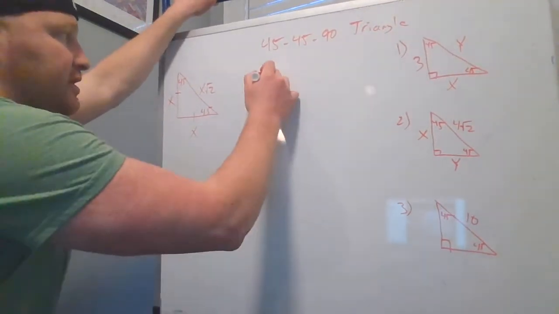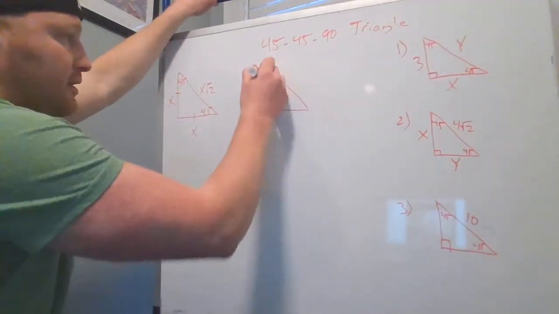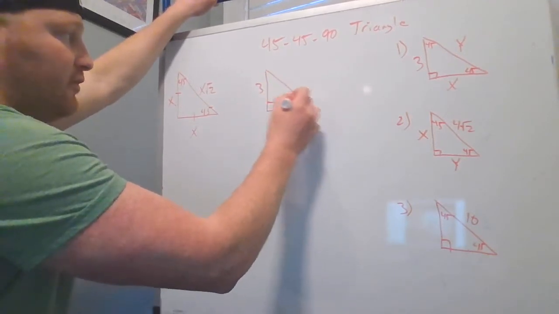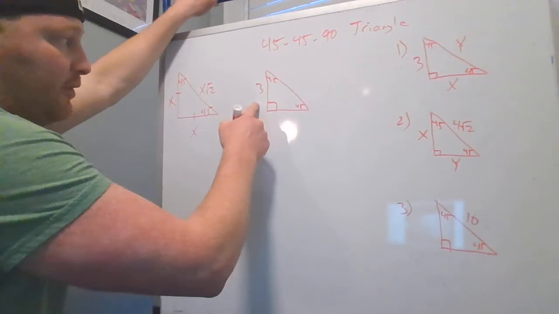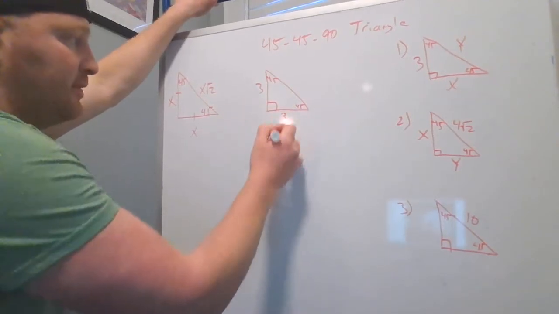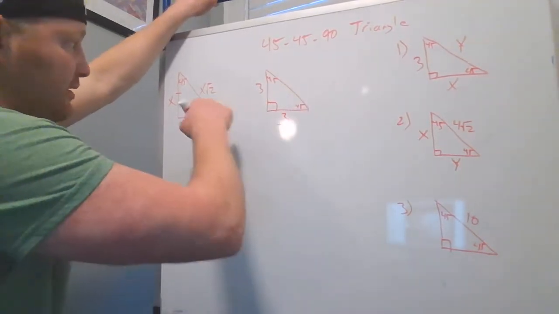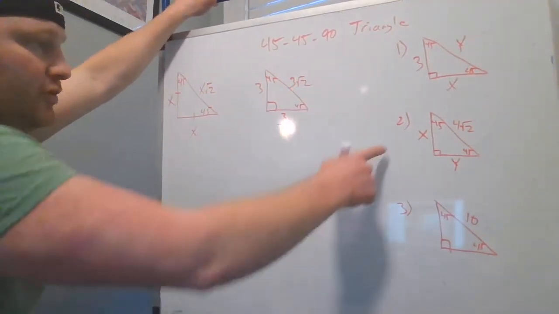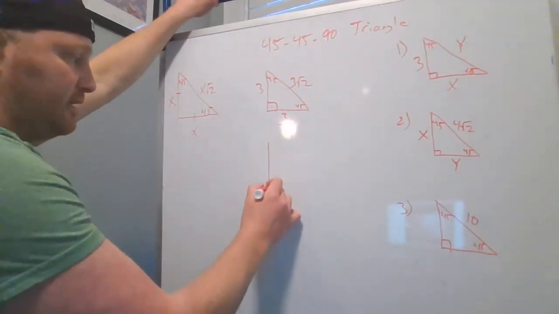The first one's pretty simple because we're given 3 here. I want you to find this length. We know this is 45 and 45, and by rule these legs are isosceles, so this has to be 3, and the hypotenuse has to be 3 radical 2.